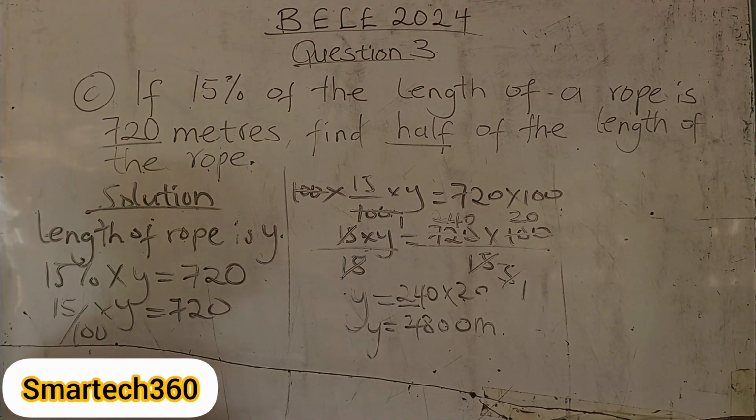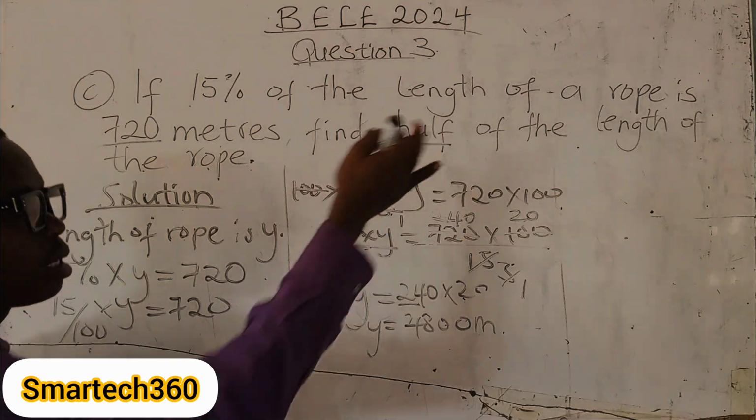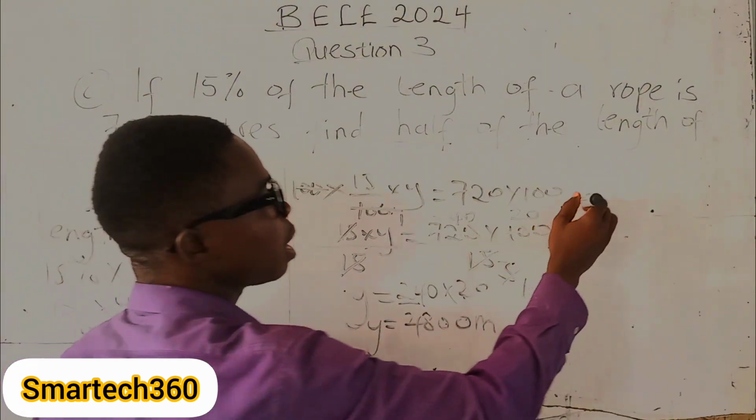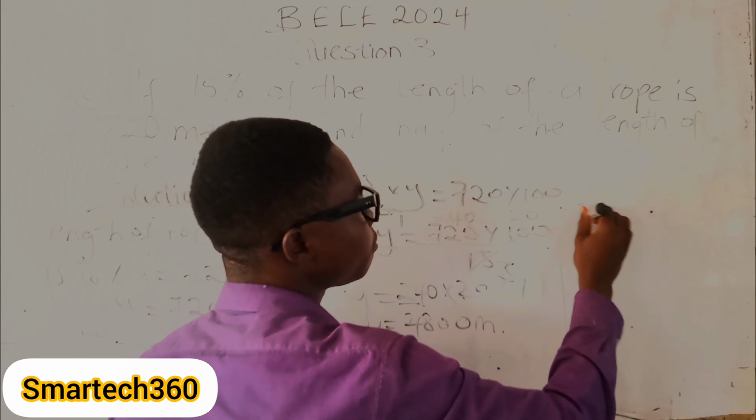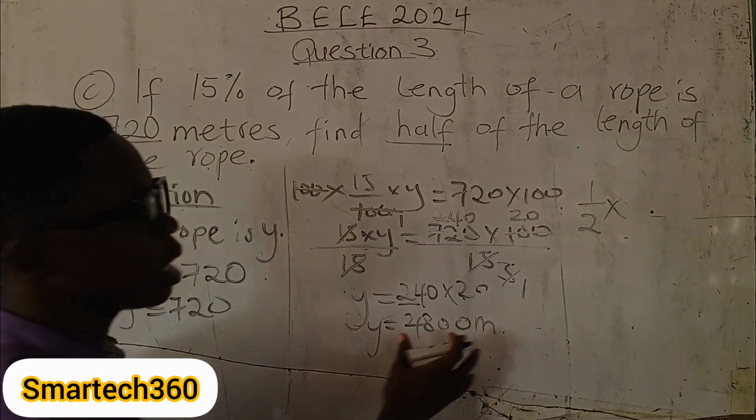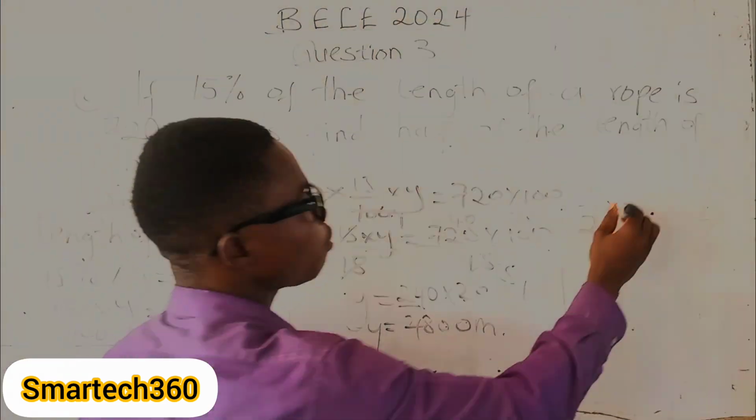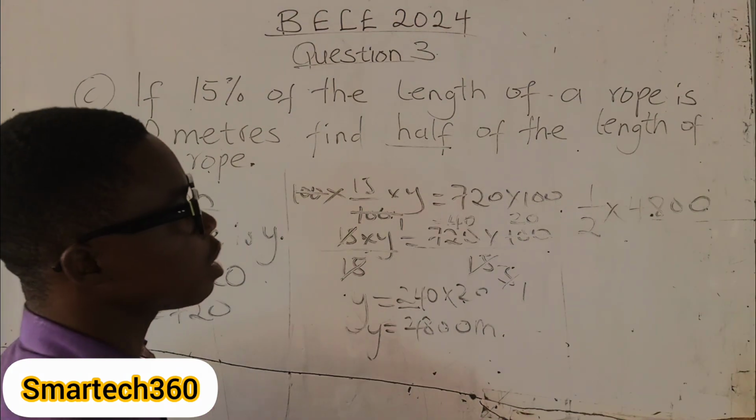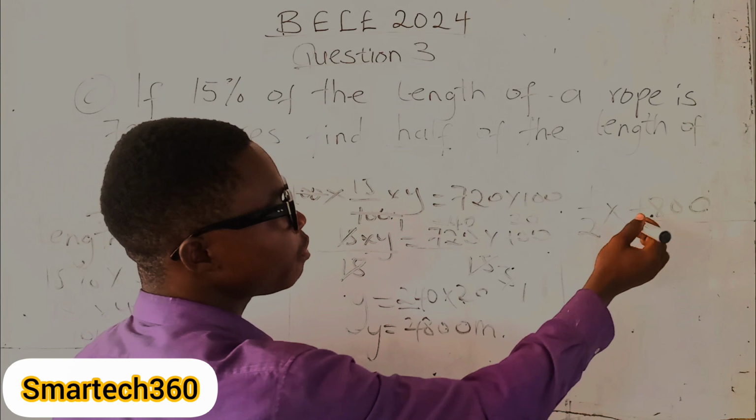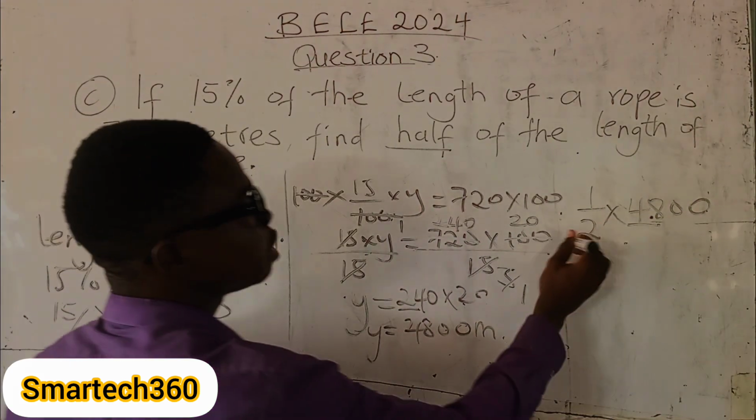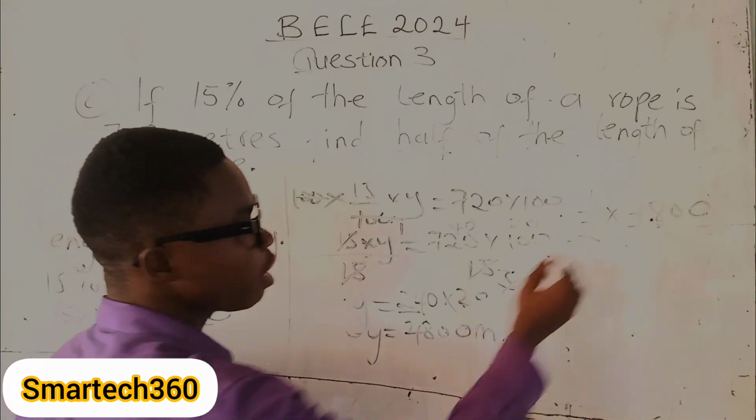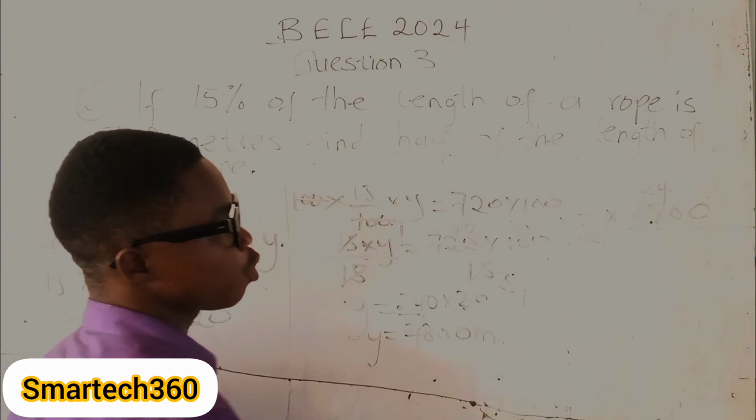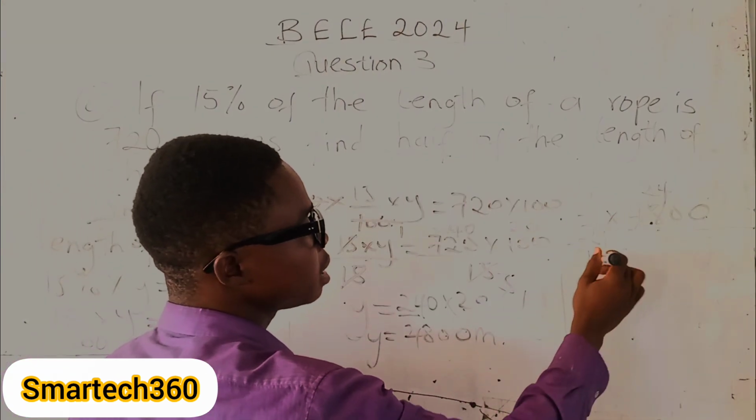But the question says we should find half. So to answer the question, you take half of the total length of the rope, which is 4,800. Again, the highest common factor of 48 and 2 is 2. So divide 48 by 2, get 24. Divide 2 by 2, you get 1. So 1 dividing 1 will give you 1.